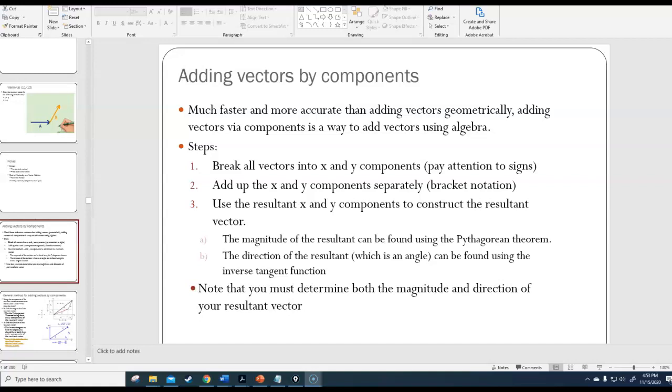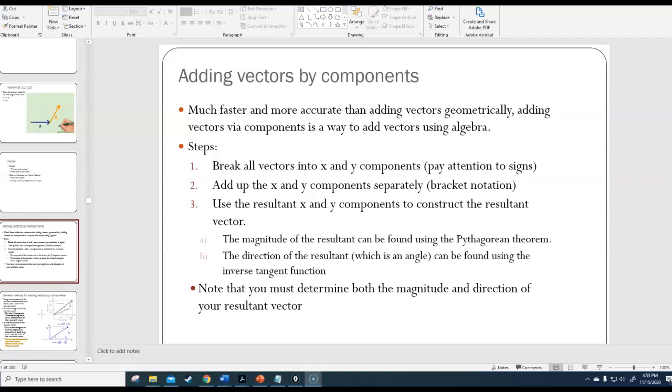And so if you look at the steps, step 1 says break all vectors into x and y components. Pay attention to signs. That was a big issue that we had when we did projectile motion, because a lot of people forgot to take into account the direction by worrying about the signs, whether a component is positive or negative. You add up the x components and y components separately. Remember, we have the bracket notation to write a vector using its x and y components.